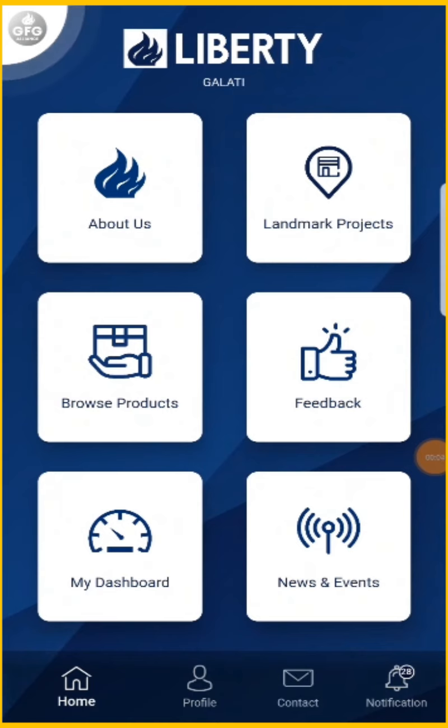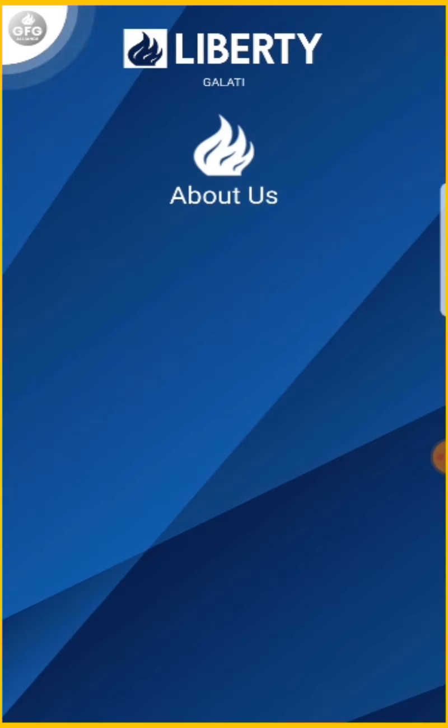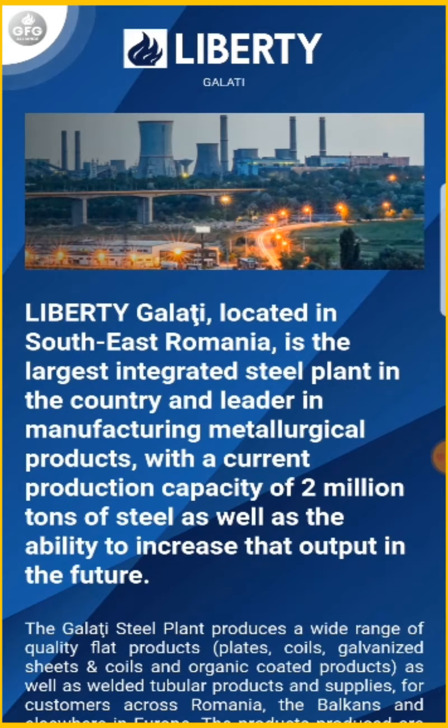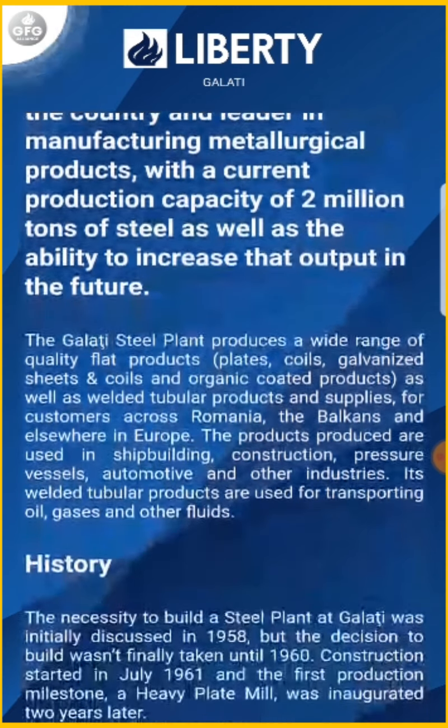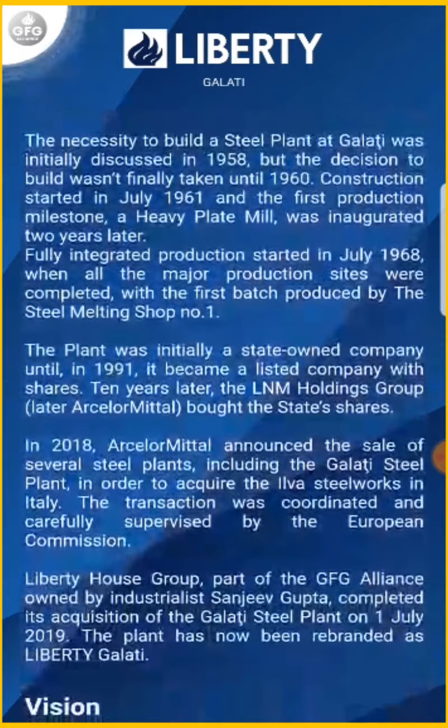This is the main page for the app. We can call it dashboard. You can see 6 options are there: about us, landmark projects, browse products, feedback, my dashboard, and news and events. Now clicking on every button will open up that particular section. This is the Liberty Galati about us section.